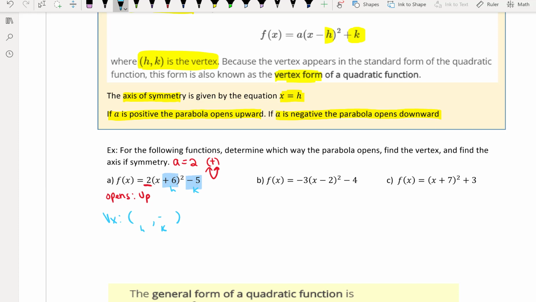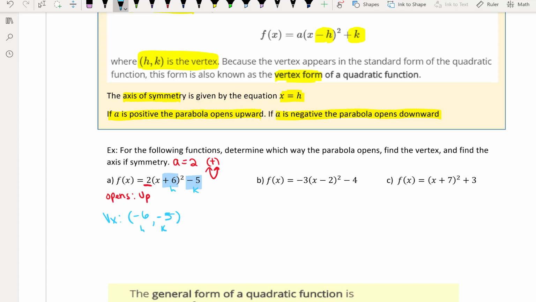So I definitely know that k is -5. I have no doubt about it at all. Now the h value, I have to be careful. Notice how this is a minus h in the formula, but in here it's a positive 6. So that tells us the h is actually going to be the opposite in the vertex. So it's a +6 in the formula, so the vertex is actually going to have -6.